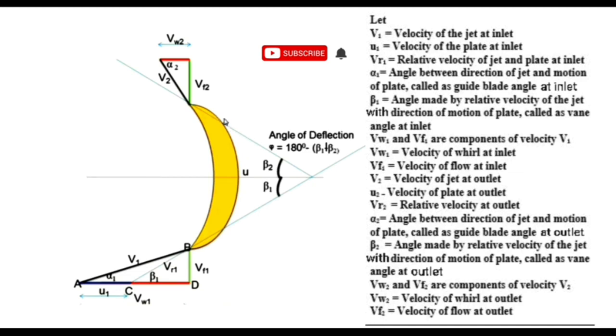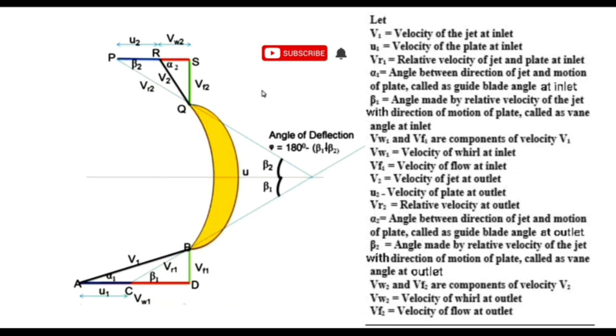Now we will draw the relative velocity Vr2, which is making an angle beta 2 with the horizontal. So Vr2 is nothing but relative velocity at outlet, which makes an angle beta 2 with the horizontal. The line joining relative velocity Vr2 and velocity of jet at outlet V2 is called as velocity of plate. So that is nothing but U2. Thus we have completed all the components of velocity triangle at outlet.